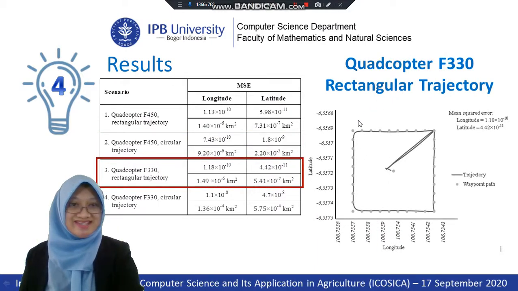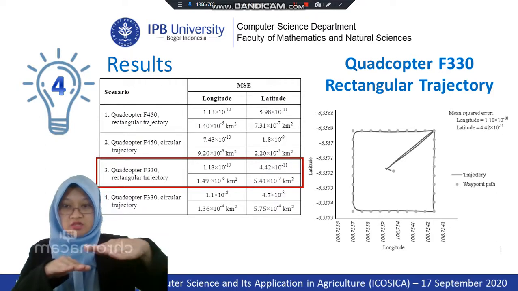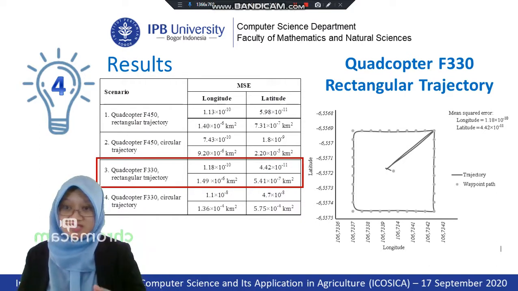third flight test is the rectangular trajectory, but for the second quadcopter of type F330. You can see again here, the waypoint is the dots here, and the real flight of the quadcopter is the lines here. And you can see that the lines can follow the dots with acceptable errors, especially on the corner of each dots.